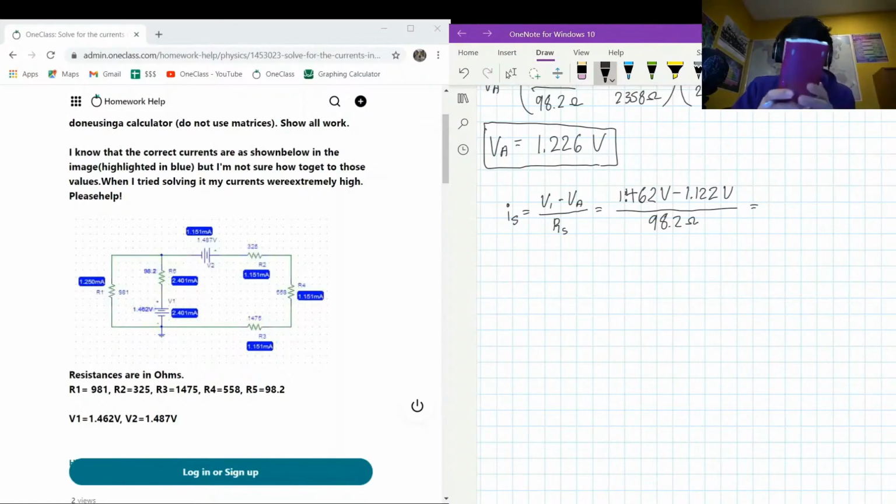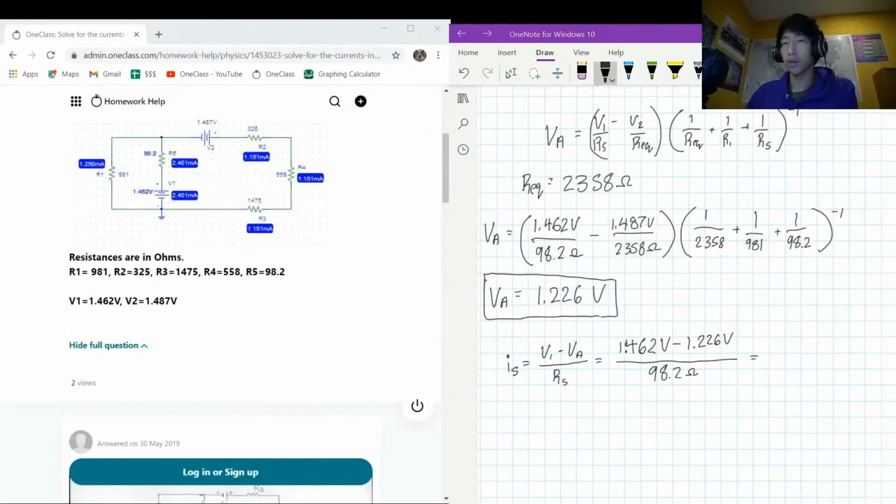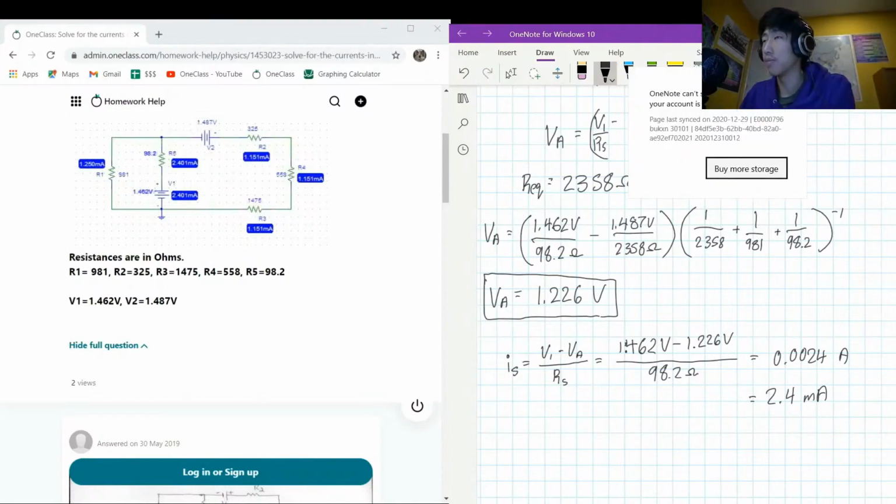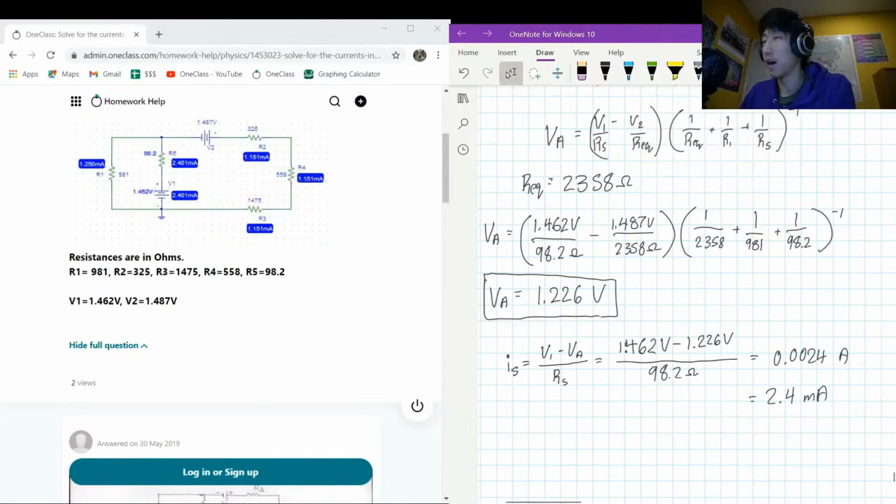Okay, so it should be a positive number. 1.462 minus 1.226 volts. Oops, I did not write this correctly. Okay, so the result of this calculation is going to be 0.0024 amps, which corresponds to about 2.4 milliamps, which is precisely what we see on the diagram here. So that should be all good. Okay, so that was the calculation for I5 going upwards.